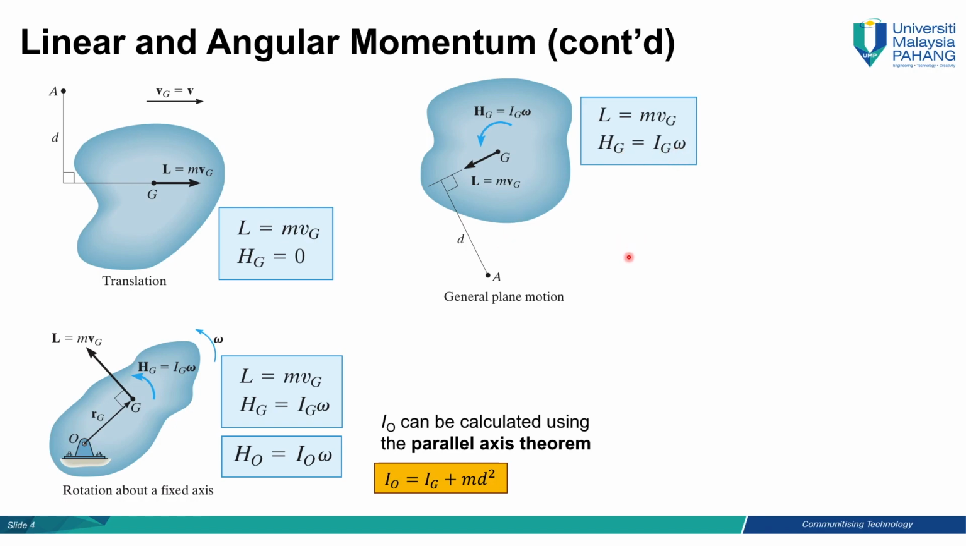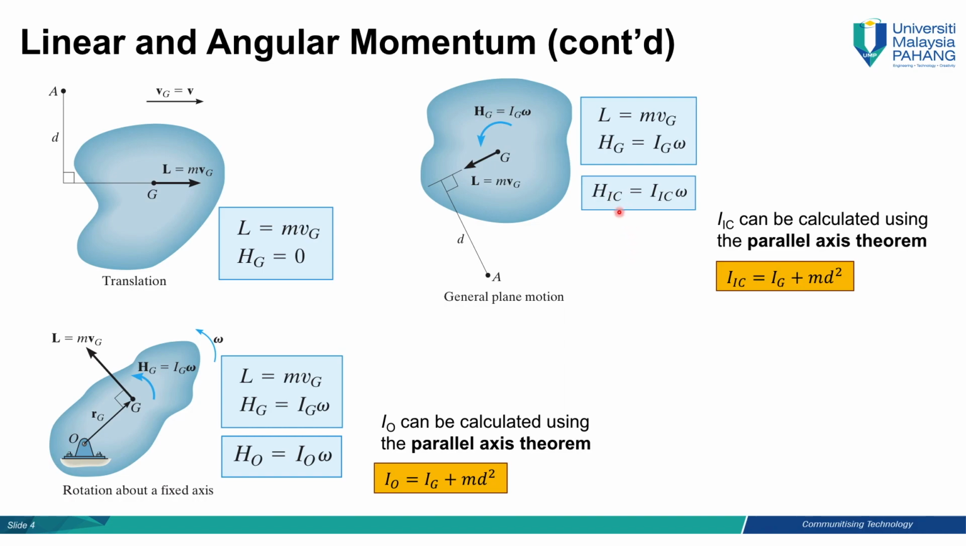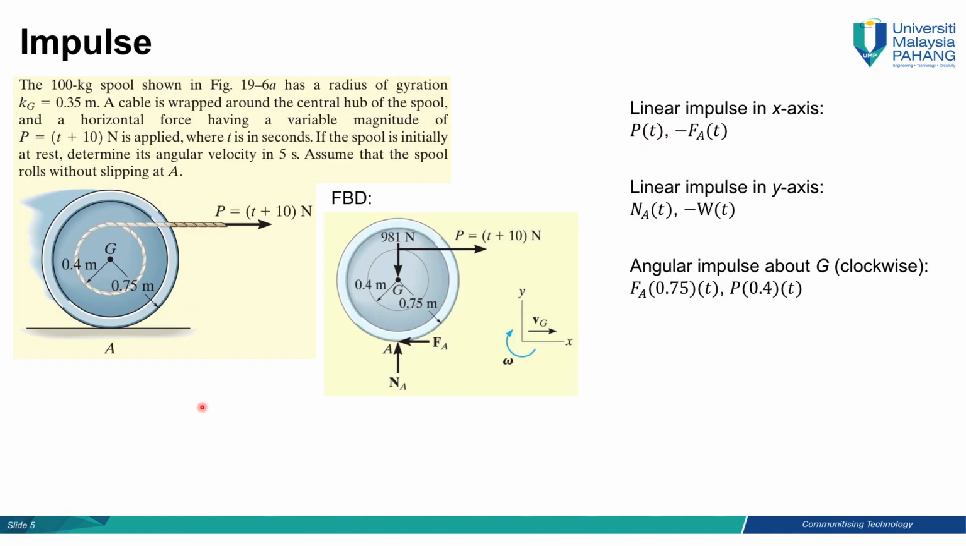And if we are able to find the location of the IC, then this can be written as HIC, the angular momentum about the IC, that is equal to IIC omega, where IIC can also be calculated using the parallel axis theorem, similar to what we have here. Okay, that is the linear and angular momentum. Remember, in the equation of the principle of impulse and momentum, we also have impulse. Now let's talk about impulse.